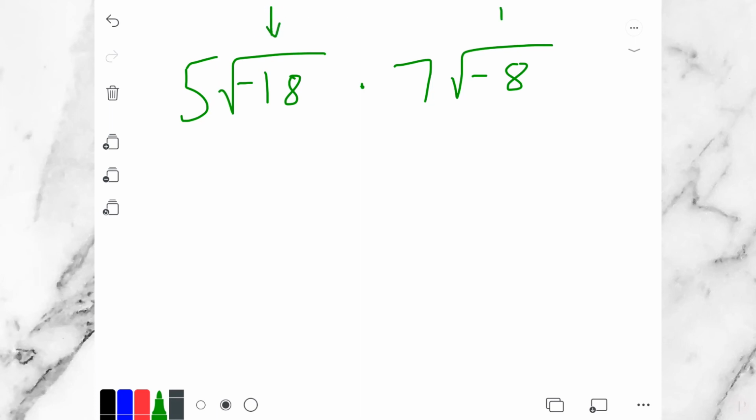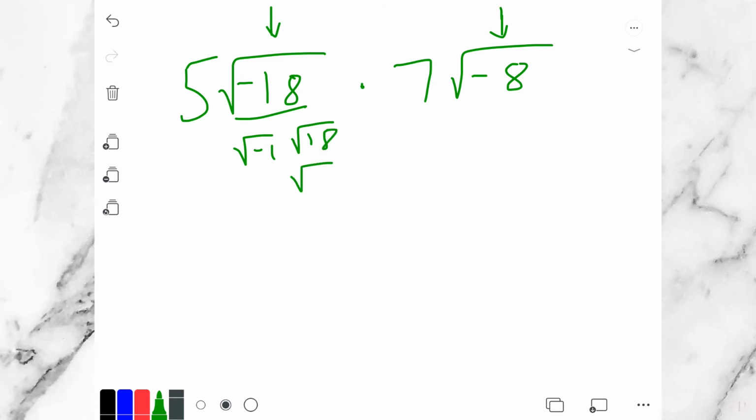Just hang on tight. I've got 5 on the square root of negative 18 times 7 on the square root of negative 8. Once again, you need to take care of the negatives first, because you're going to see in just a second this one is going to be a little different. So first of all, I'm going to break this down. I'm going to have negative 1 square root of 18.